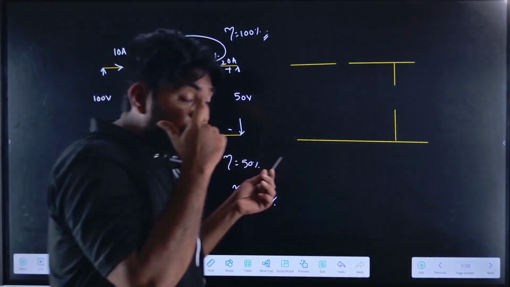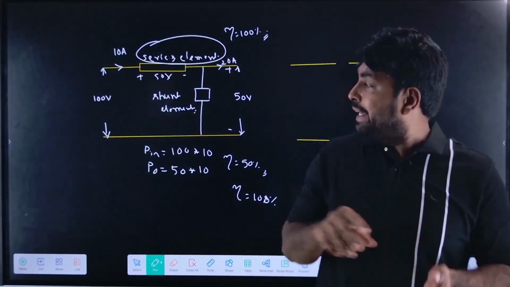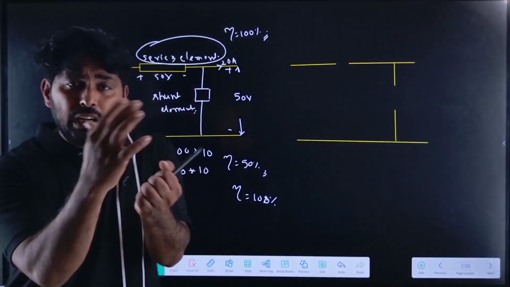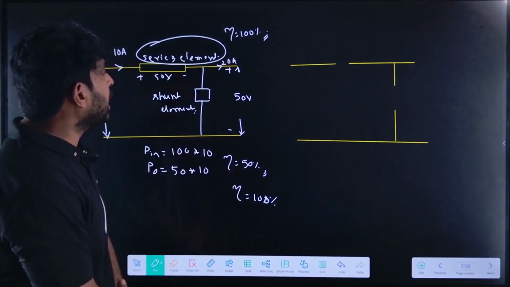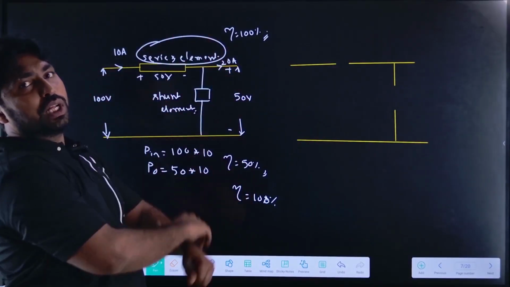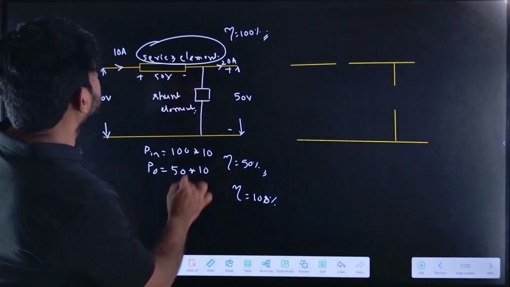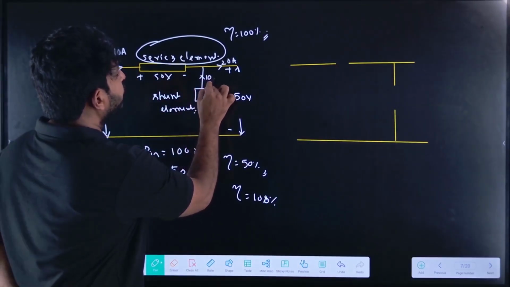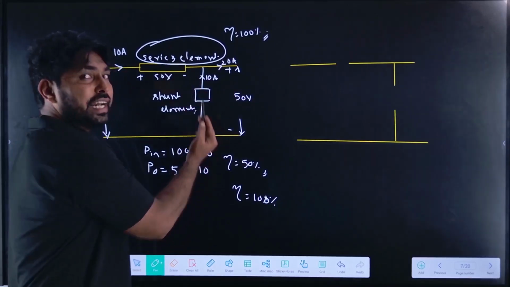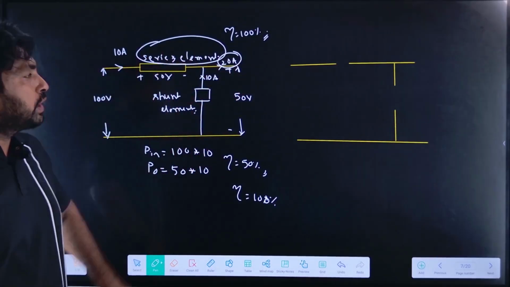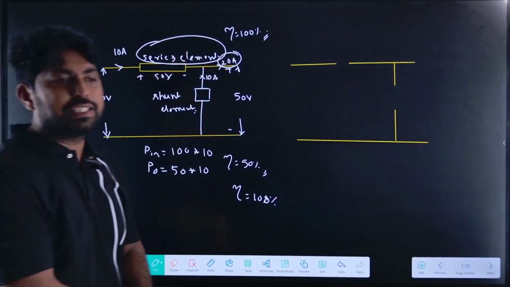If I have only the series element, the efficiency will be less, equal to 50%. If I add the shunt element, what happens? The efficiency will increase to 100%. So what is the function of the shunt element? It should supply 10 amperes. You should also have the 10 amperes. So 10 plus 10 is equal to 20 amperes, so that the condition will be satisfied and the efficiency will be improved.